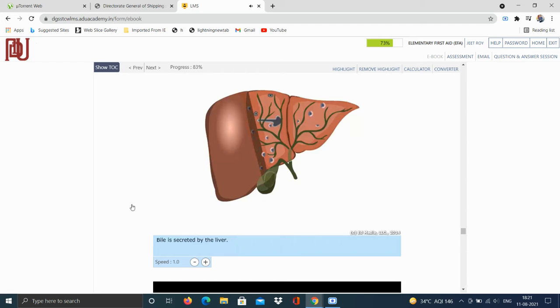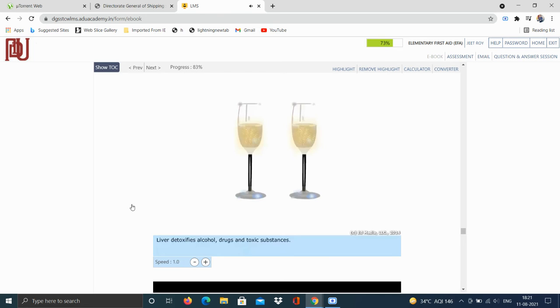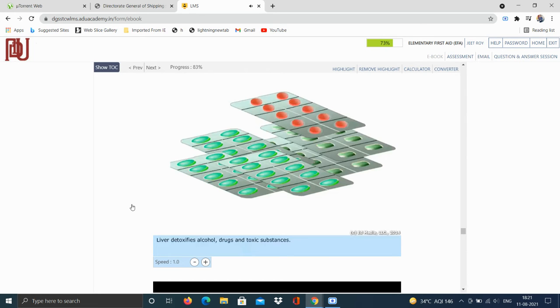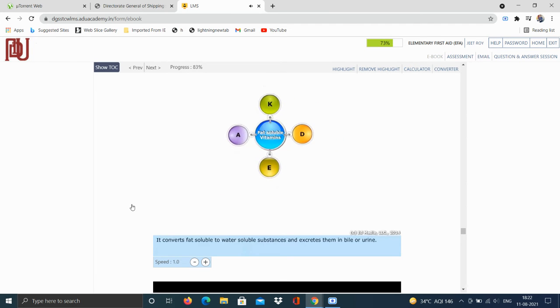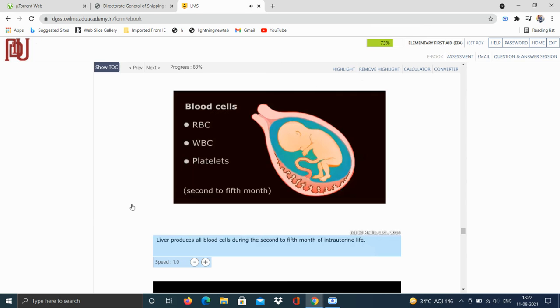Bile is secreted by the liver. It is necessary for the emulsification of fat during digestion. The liver detoxifies alcohol, drugs, and toxic substances. It converts fat-soluble to water-soluble substances and excretes them in bile or urine. The liver produces all blood cells during the 2nd to 5th month of intrauterine life.